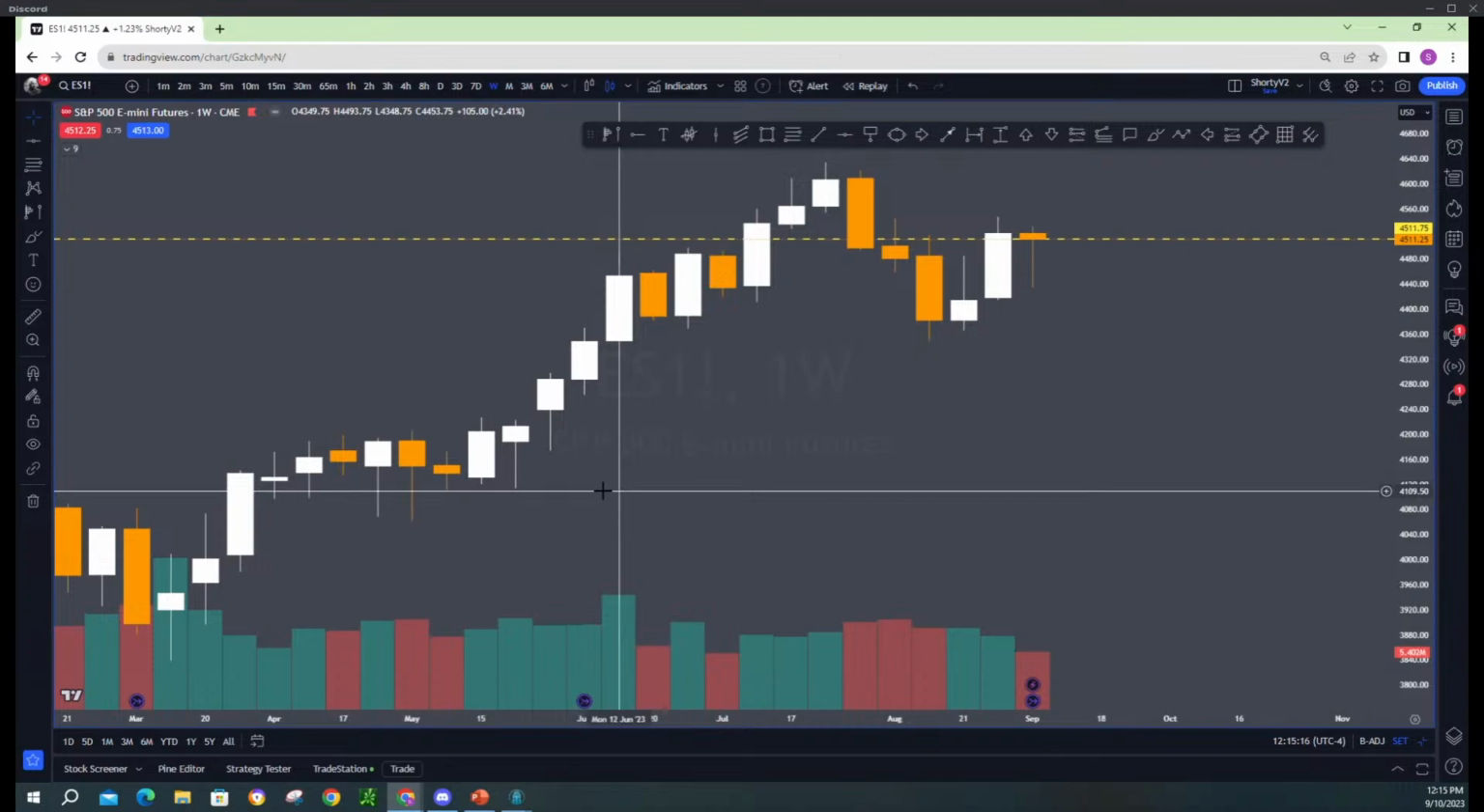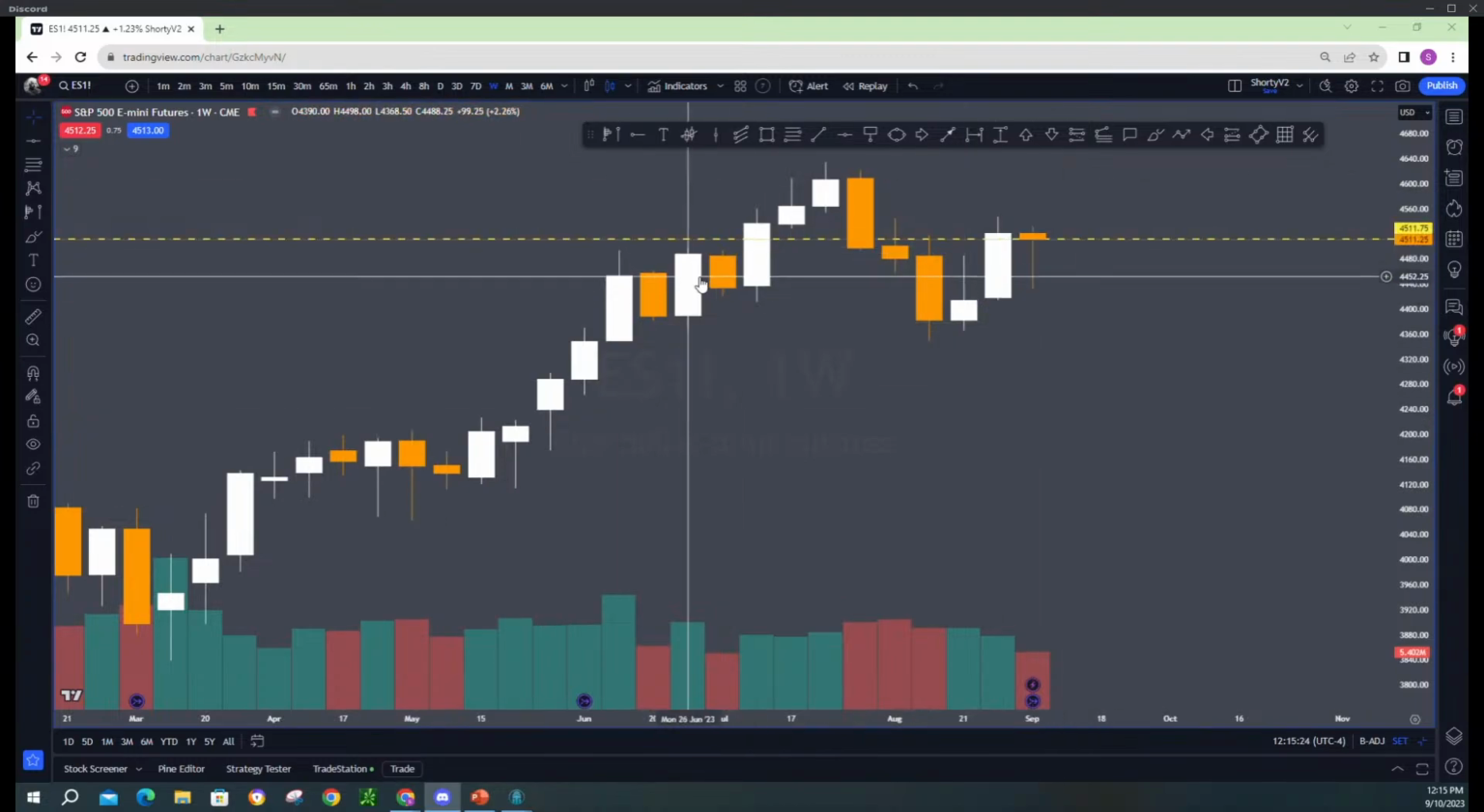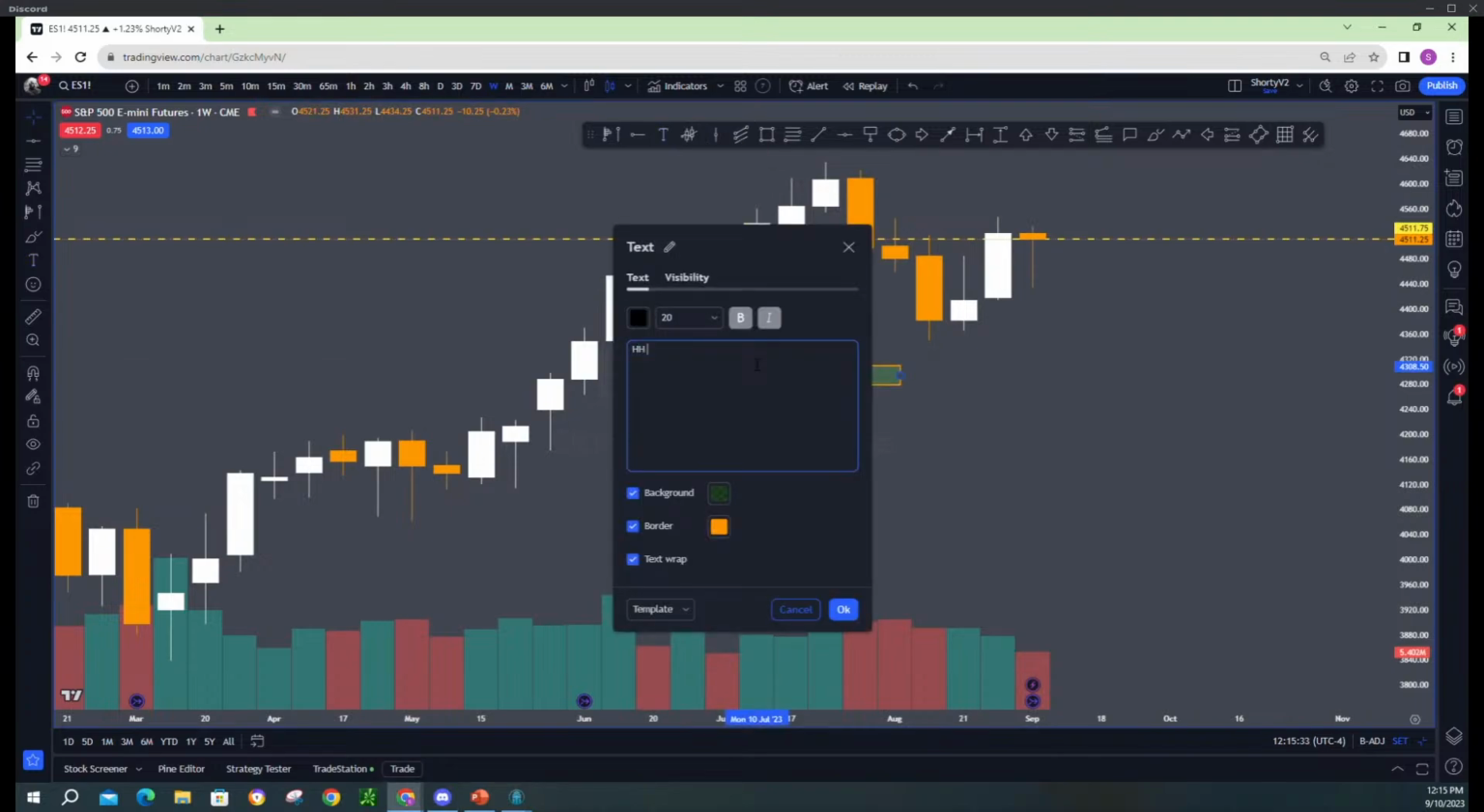Up. Well, we were up, and then now we're making a lower high and a higher low. What is that? It's kind of consolidating. That's correct. Remember, higher high plus higher low equals bullish. Lower high plus lower low is bearish. And the other combo is consolidation.